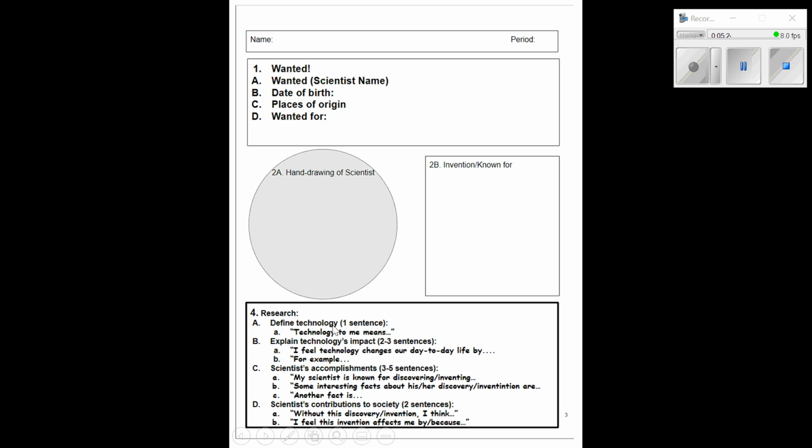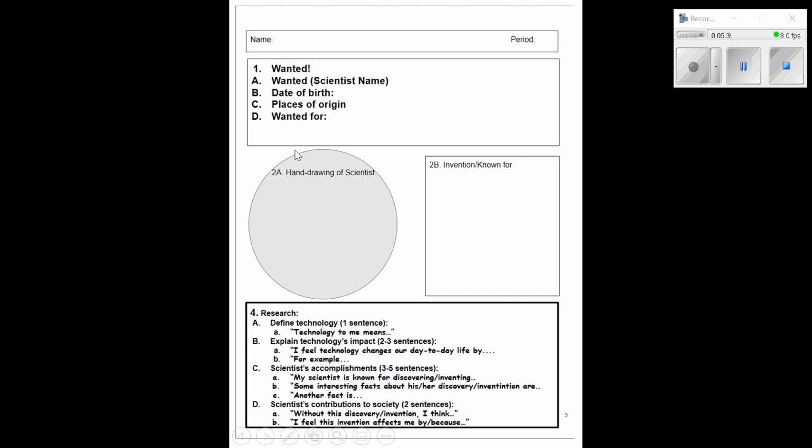Did they use technology? Did this person's invention impact daily life? What are the scientist's accomplishments and what did they contribute? What did they discover or invent? You don't have to answer all these questions exactly. These are just things that should guide your research.